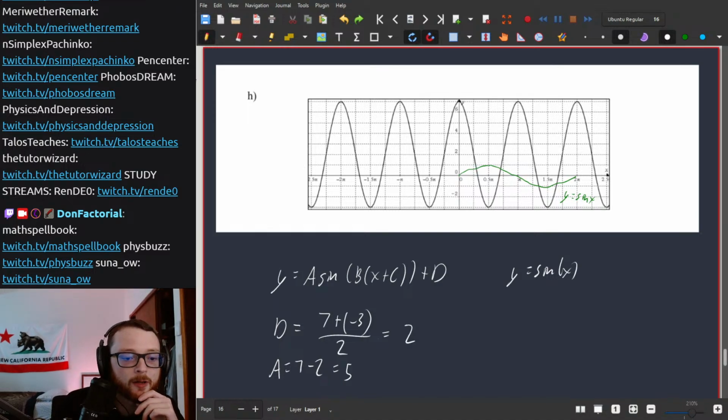Okay, so we figured out A and D. We just need to figure out B and C. I always get a little bit mixed up with B. It represents frequency, and I believe that's 1 over the period. I might have that slightly backwards, and we'll have to figure it out together. This part of this type of problem always messes me up.